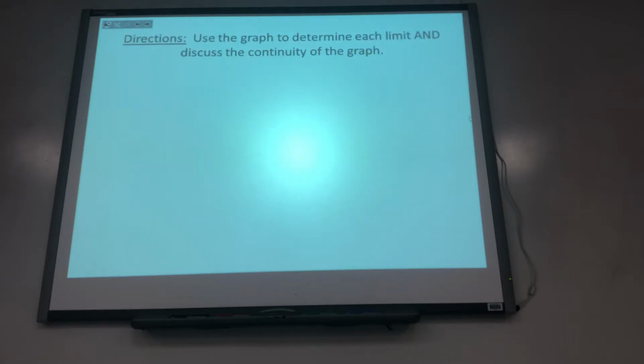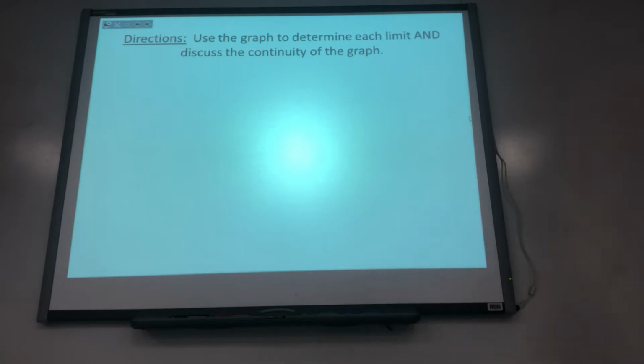let's go ahead here, and I'm going to give you some new directions for the last few. You already have the graphs in front of you, but this is what we have to do. Use the graph to determine each limit and discuss the continuity of the graph.